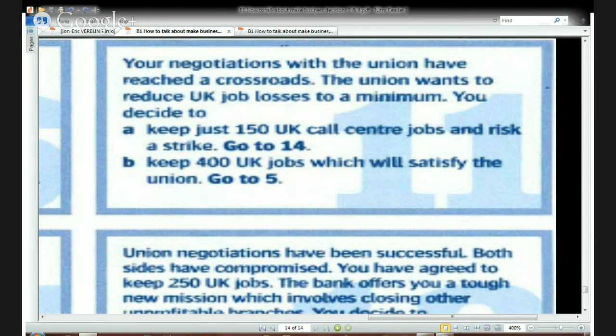I think we should avoid the risk of a strike. So now we have to keep 400 UK jobs. Maybe. Okay, so Yuki wants to give in. But Anton, are we giving in?